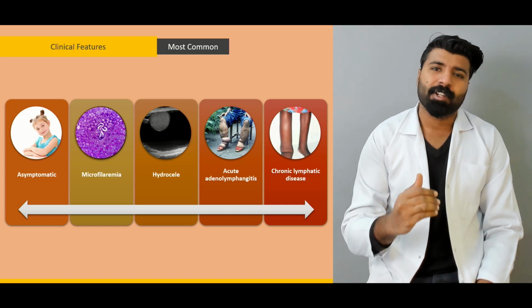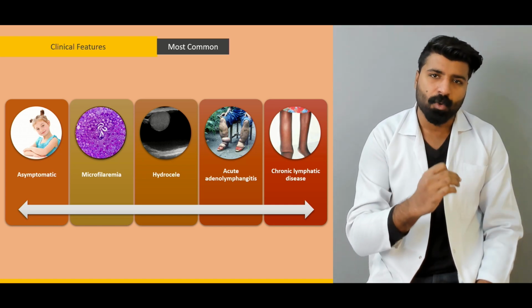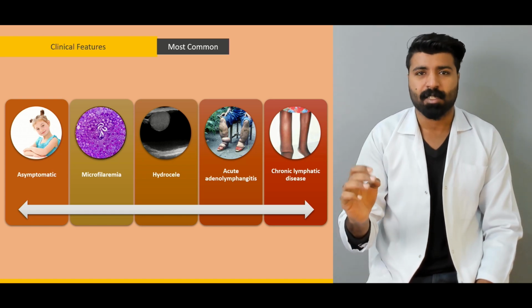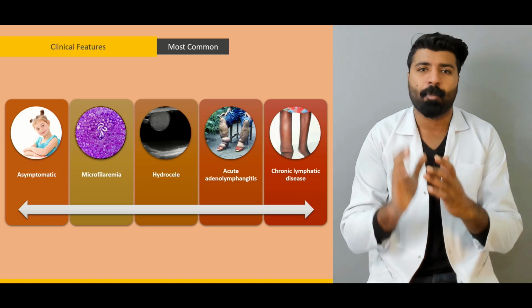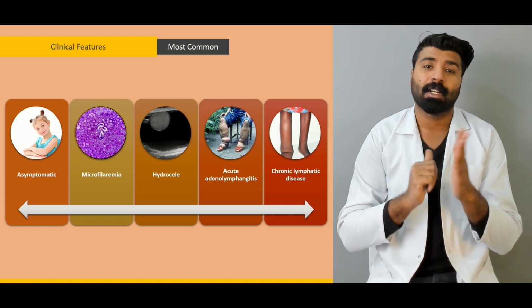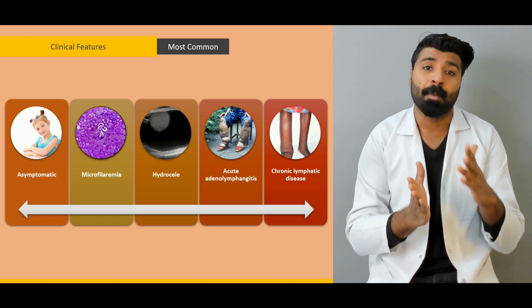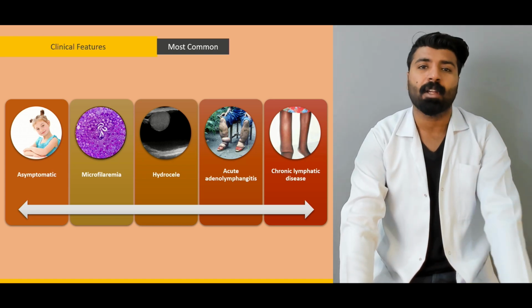So parasitic load goes from minute in an asymptomatic case to maximum in chronic lymphatic disease. The symptoms will vary upon the parasitic load, the conditions of the patient, the age of the patient, and other accompanying diseases, other accompanying pathologies.